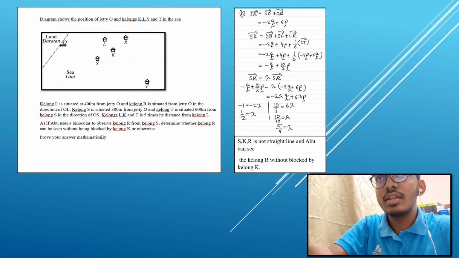Furthermore, to justify whether SK and SR are in a straight line, we should use lambda and solve the equation to find the answer. After solving the question, it is clearly known that S, K and R are not in a straight line. Therefore, Abu can see column R without being blocked by column K.